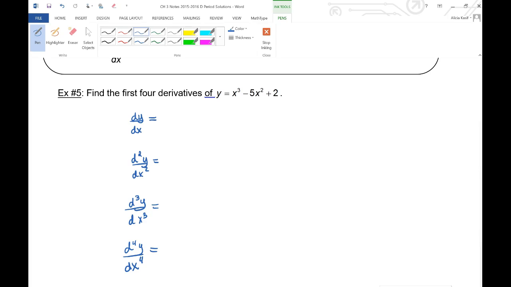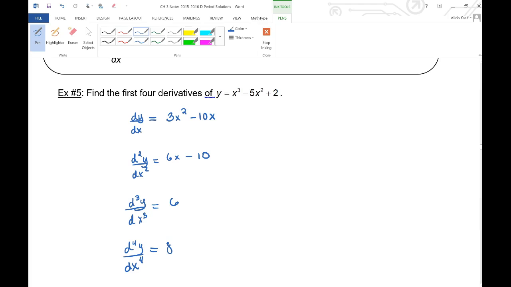On a quiz or a test, I'll say, find the first 4 derivatives, or find the 4th derivative of. But you don't care if it's y prime or dy dx. No. Okay, what do we get for the first derivative? 3x squared minus 10x plus 0. What's the second derivative? 6x. Third derivative. Fourth derivative.